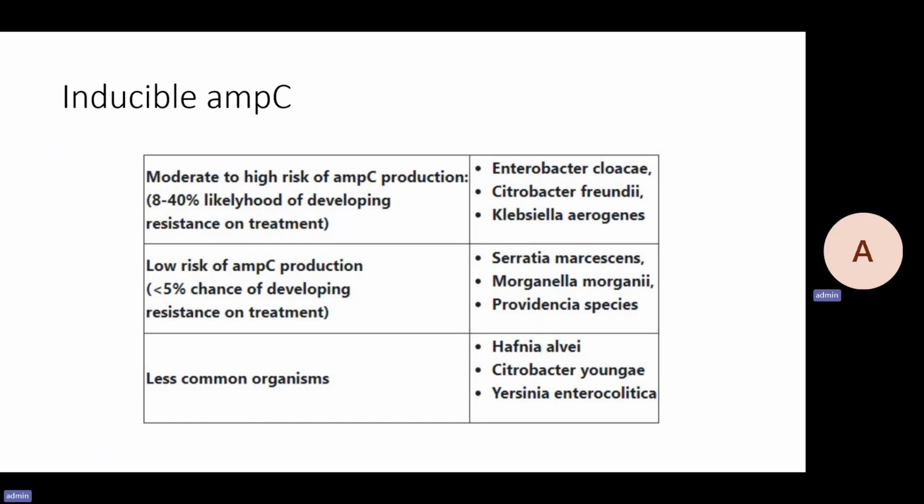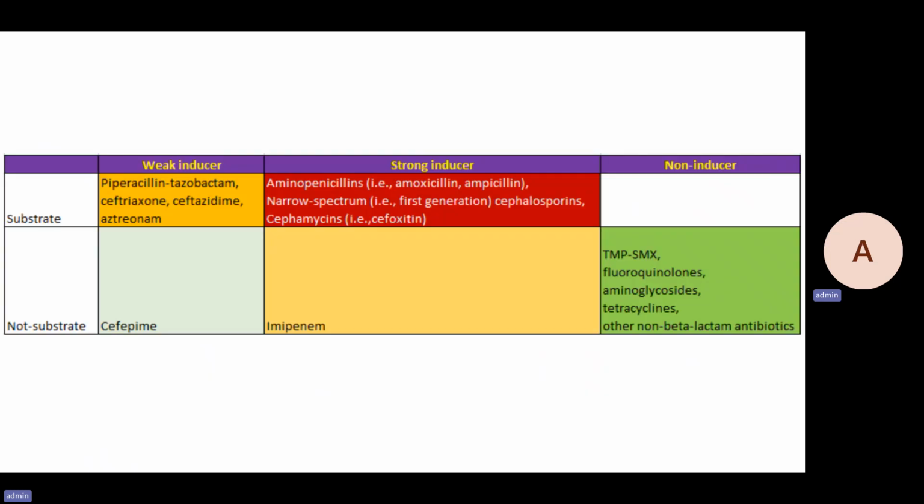This chart is important. A question has been asked on this one. This is another chart which is important. Again, a question has been asked on this one. So let me explain. This is taken from IDSA guideline again. So for AmpC producers, there are some antibiotics which are weak inducers, some are strong inducers, some are substrates, some are non-substrates.